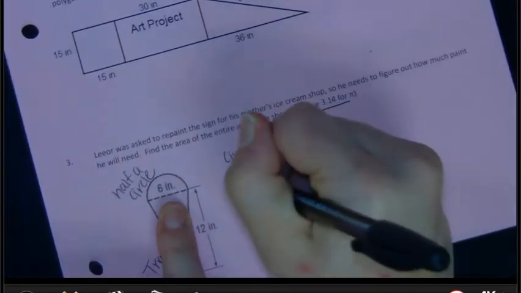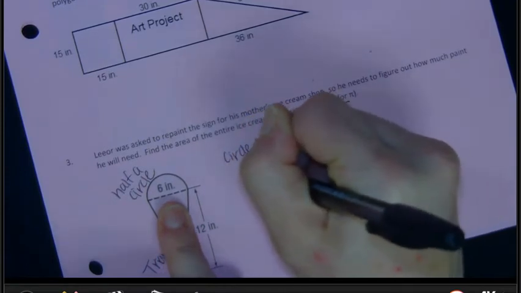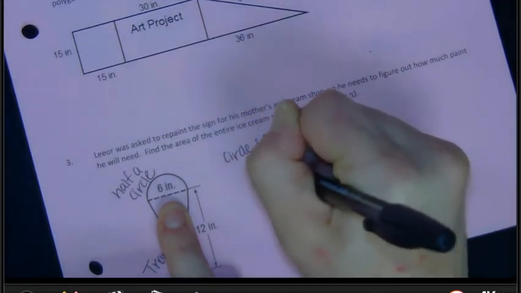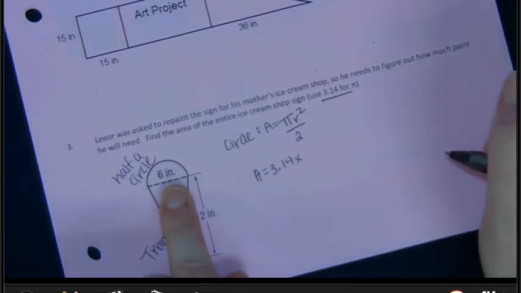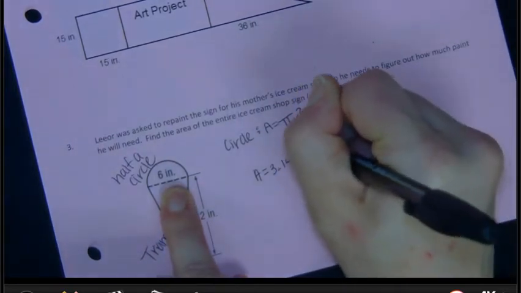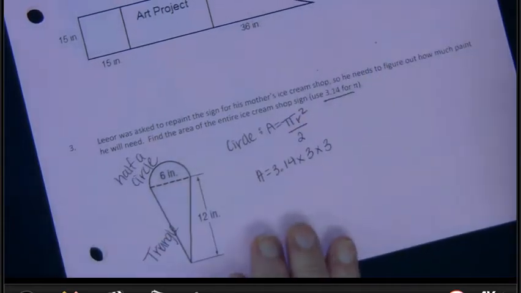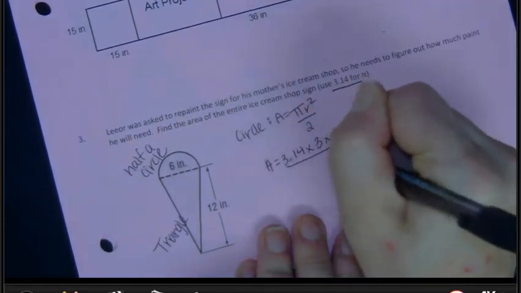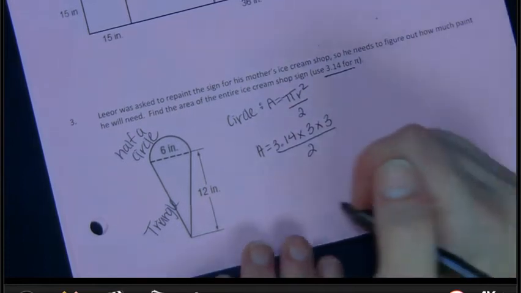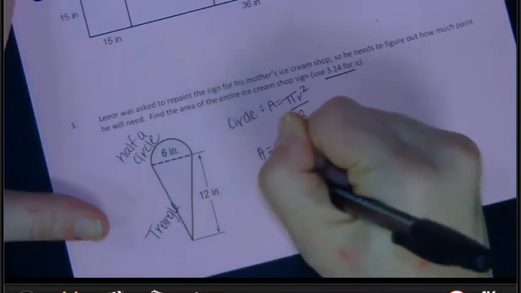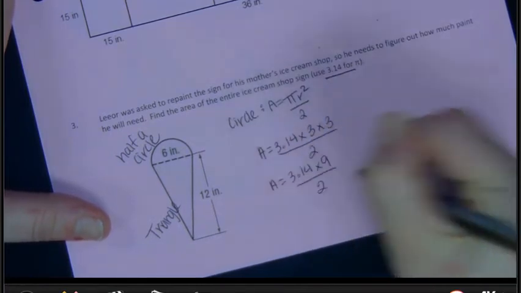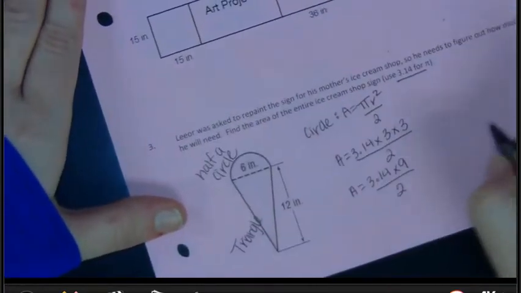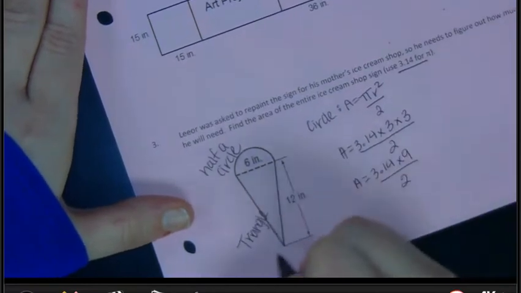So let's go ahead and find this area. So area is equal to 3.14 times, well, my diameter is 6. What's half of my diameter? 3. So 3 times 3. It's the radius times the radius. And we're going to divide it all by 2. Okay. Area is equal to 3.14 times 3 times 3 is 9.